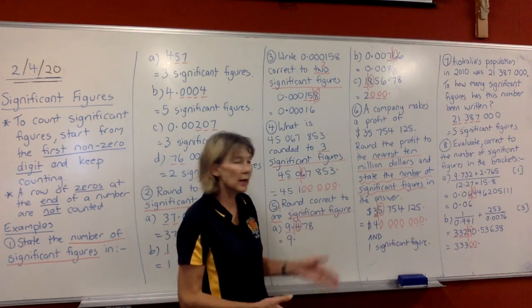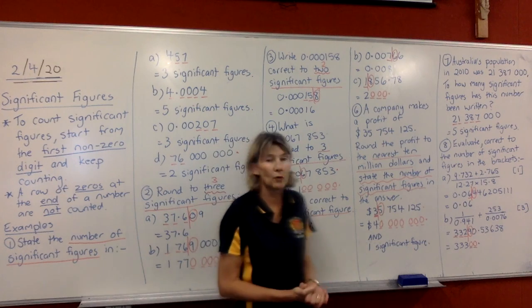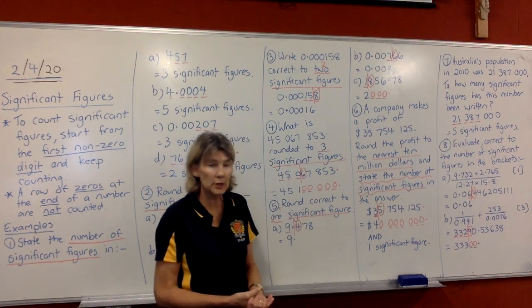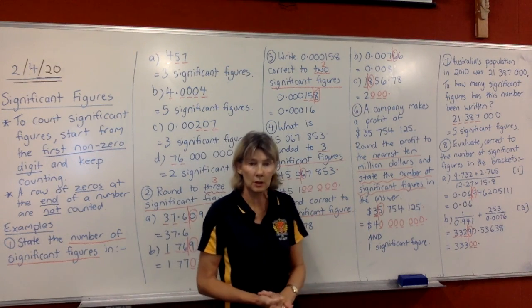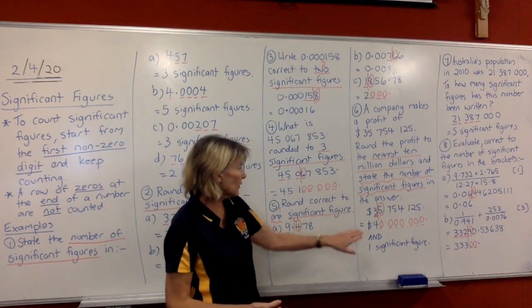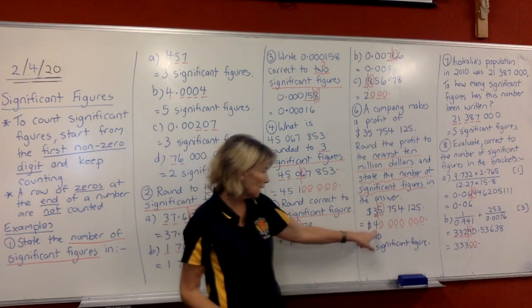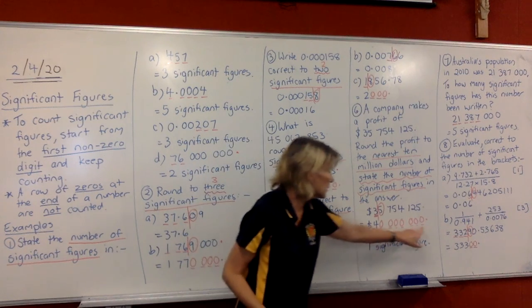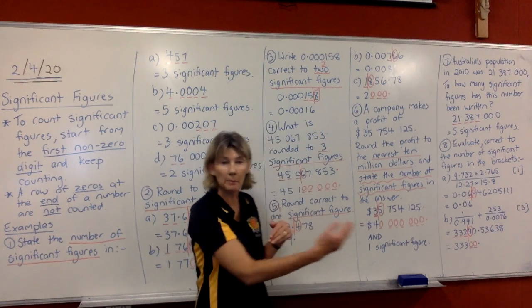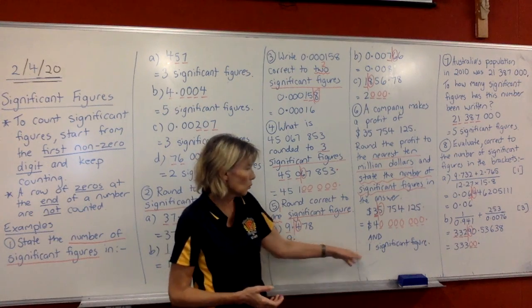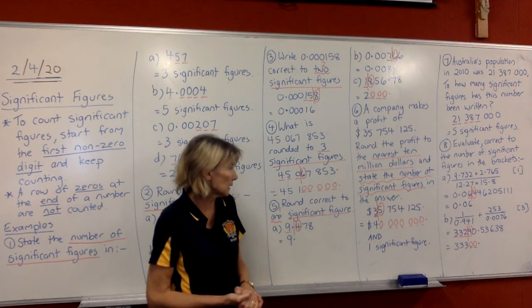So we have rounded our $35,754,125 off to $40 million. The number of significant figures in that answer is also what they asked for. It's 1, because none of these count when they end the number and they're all zeros. So it's just 1 significant figure that we have in that answer.